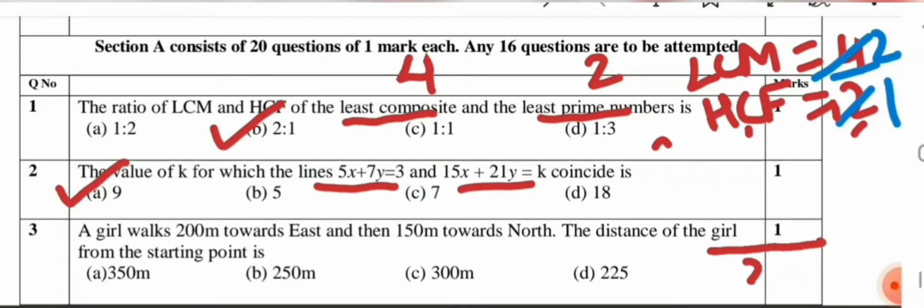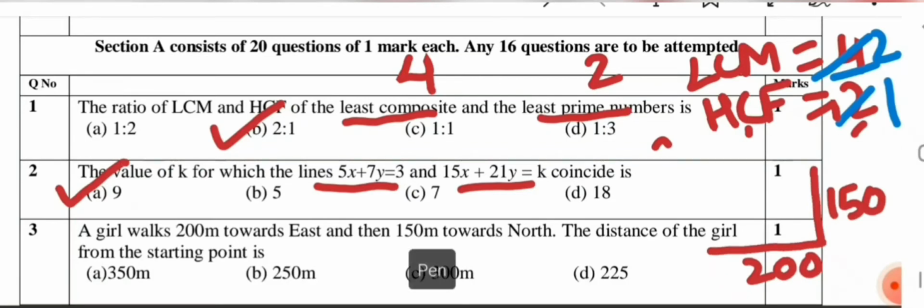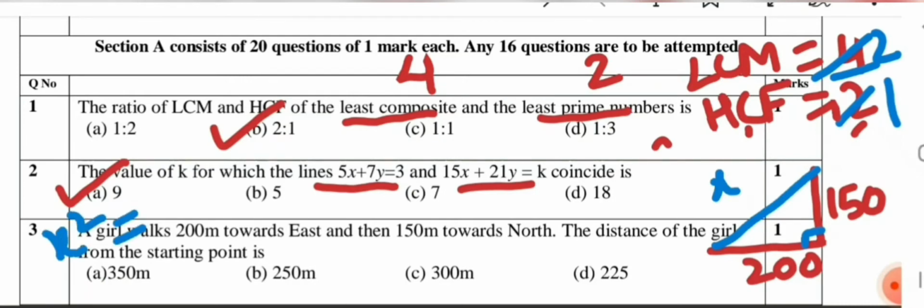Next, a girl walks 200 meter towards east and then 150 meter towards north. We have to find the distance of the girl from the starting point. It means we are supposed to find this distance. It is a case of a right angle triangle. Between these two directions, east and north, there will be a right angle. So we can use the Pythagoras theorem to find the length of the hypotenuse, which will be the distance of the girl from the starting point. Initially we can take it as x. Using the Pythagoras theorem, x square equals 200 square plus 150 square.